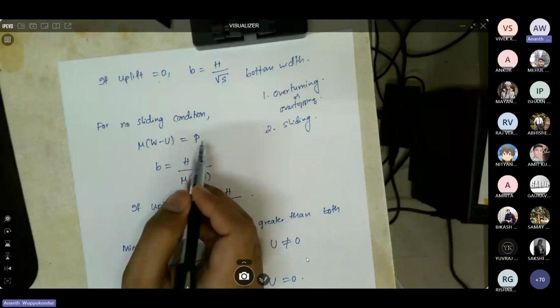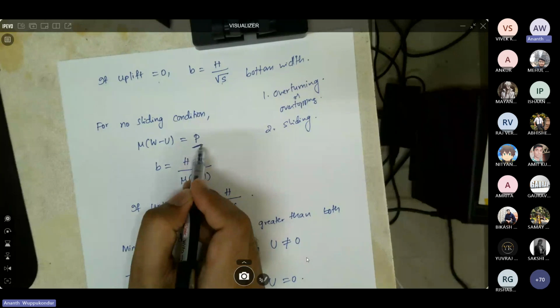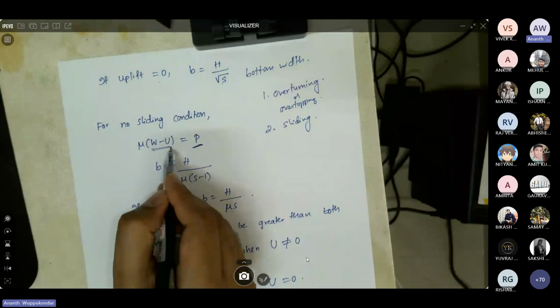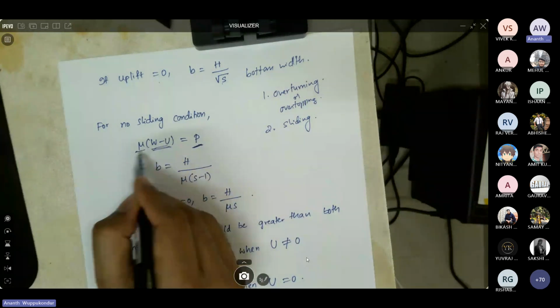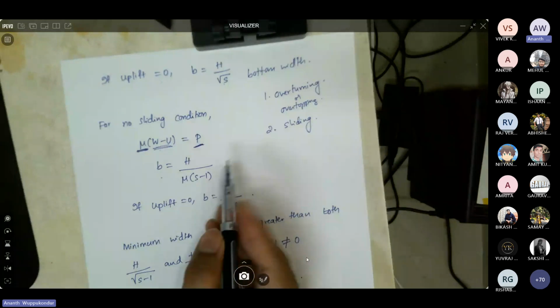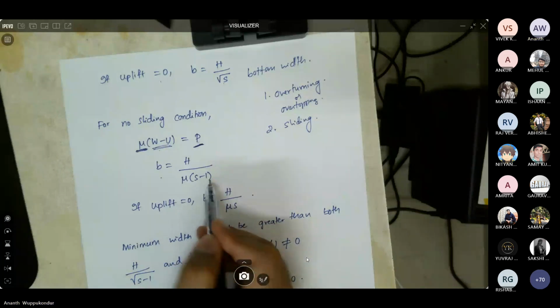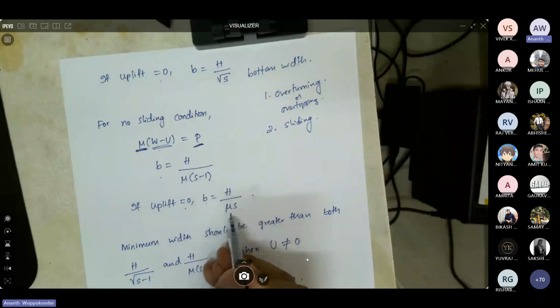So this is the horizontal force, which is the hydrostatic force that is trying to push or move the dam, and that is counteracted by the resultant vertical force multiplied by the frictional coefficient mu. And B, if you simplify this equation, is simply h divided by mu times (s minus 1). And again, if you consider there is no uplift pressure, then B is h divided by mu times s. So s is again specific gravity.